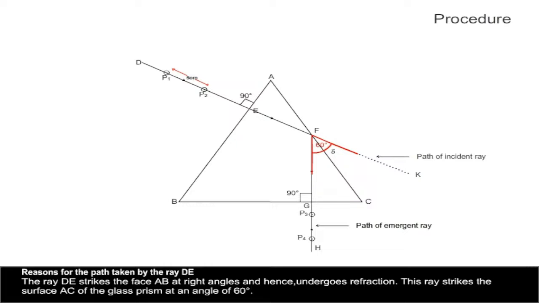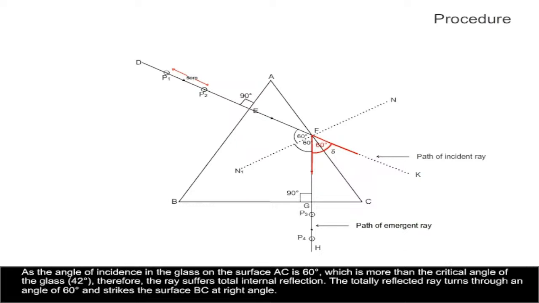Reasons for the path taken by the ray DE. The ray DE strikes the face AB at right angles and hence undergoes no refraction. This ray strikes the surface AC of the glass prism at an angle of 60 degree. As the angle of incidence in the glass on the surface AC is 60 degree, which is more than the critical angle of the glass, 42 degree, therefore, the ray suffers total internal reflection.